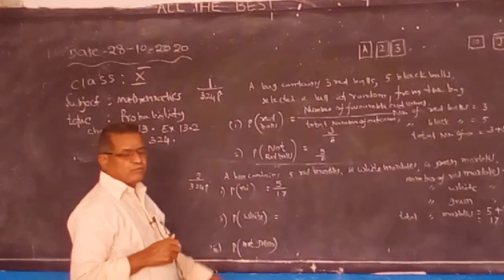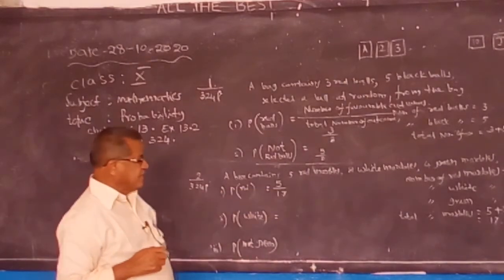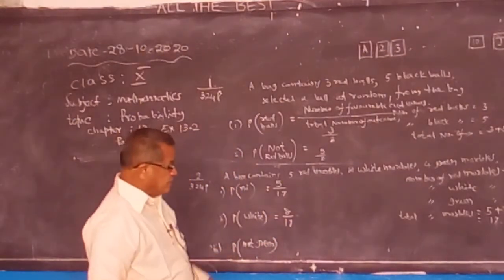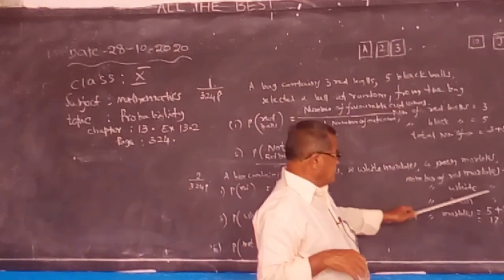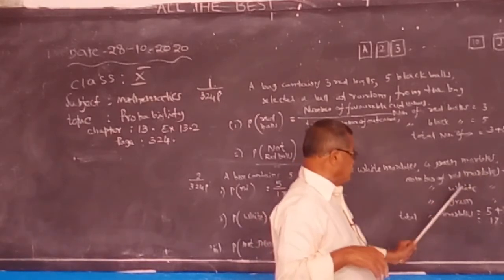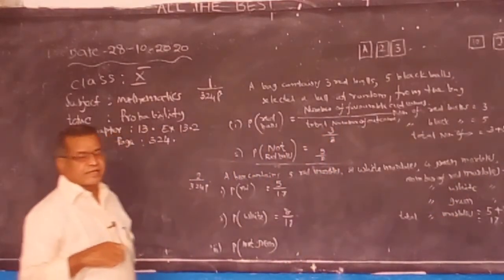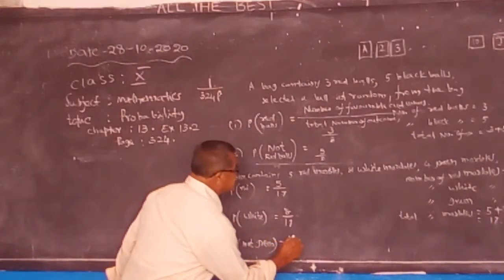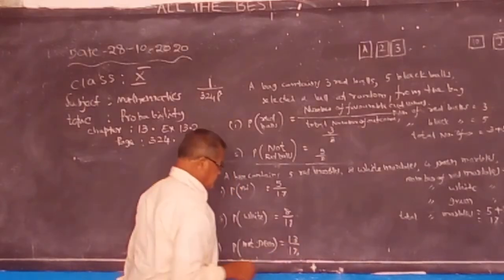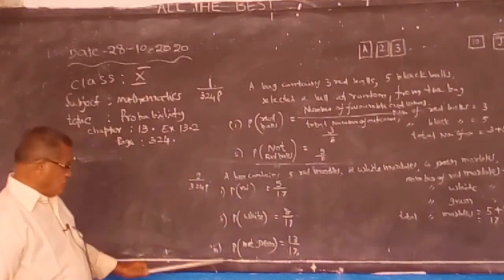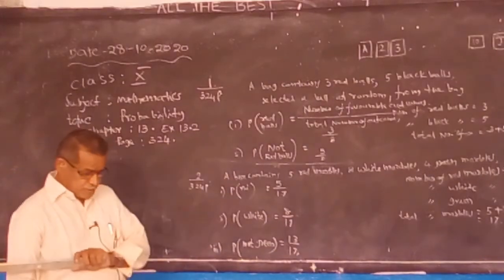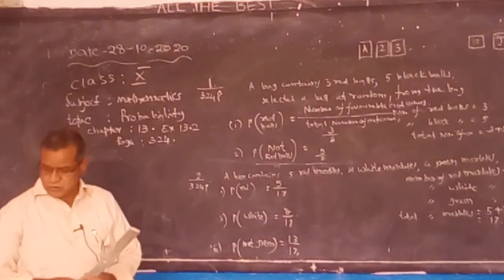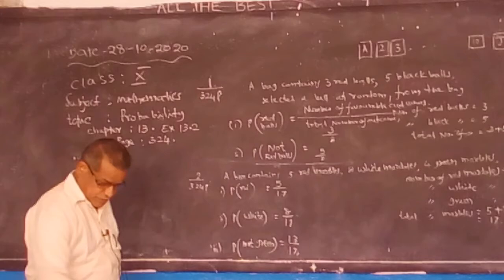And the probability of white marbles. How many white marbles? 8. So 8 by 17. Not green. Not green means it may be red or white. So total number of not green marbles is 5 plus 8, 13. 13 by 17. Like this. So this is the solution of problems like this. Very easy. You need not apply any algebraic formula in this.